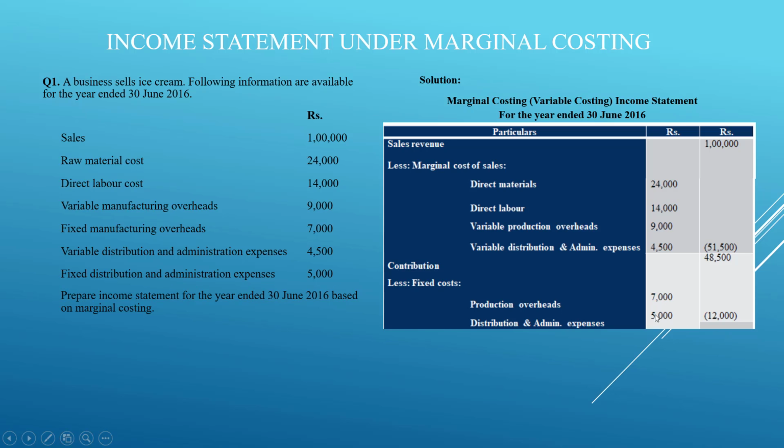So again, we'll total this up. 7,000 plus 5,000 is coming to 12,000. Now this 12,000 has to be deducted from contribution. Okay. Now contribution minus fixed cost will give you what? It will give us profit, right? If the contribution is more than the fixed cost, then only we will get the profit. If suppose the contribution is less than the fixed cost, then we will get loss. Okay. But in this case, we are getting contribution more than the fixed cost. So we are getting a net profit of 36,500.